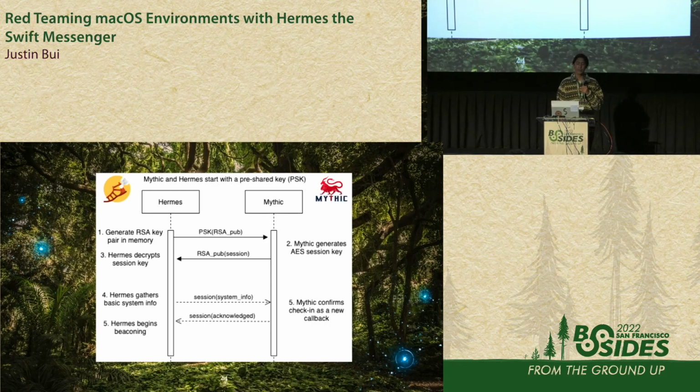Hermes will then gather various basic system information, such as networking information, process lists, username, process ID, things like that, encrypt all of that system information with the AES session key, and send that up to the Mythic server. Mythic will confirm this check-in as a new callback, and then send back down an encrypted acknowledged message. Once Hermes receives this encrypted acknowledged message, Hermes will begin beaconing.